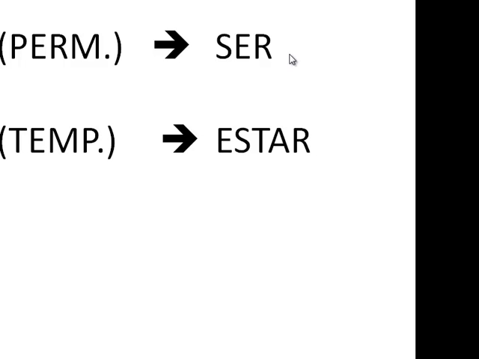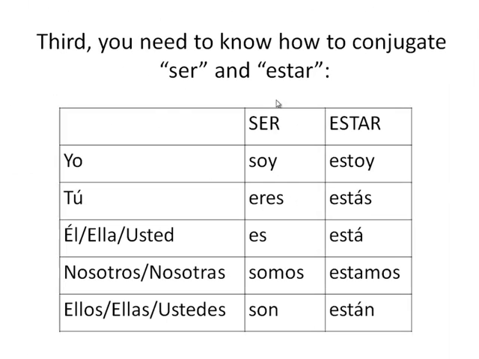And obviously when we want to use to be, we can't walk around saying I to be Jackie or I to be a teacher. I actually have to know how to change these verbs depending on who we're talking about in the sentence. And so that's where our next slide leads us. The third thing you need to know is how to conjugate ser and estar. And again, when we talk about conjugating a verb, we're talking about changing it depending on who we're talking about in the sentence.